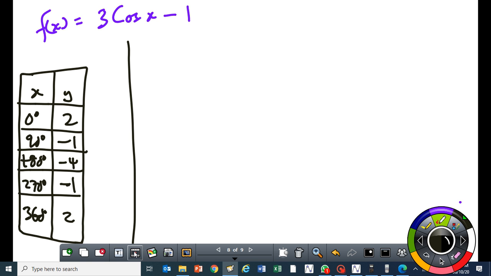Now, it's very important for you to know that for the graph of cos, the maximum turning points must be at the same level. The maximum values must be at the same level. Okay? So, when you sketch it, you're supposed to get something like this.